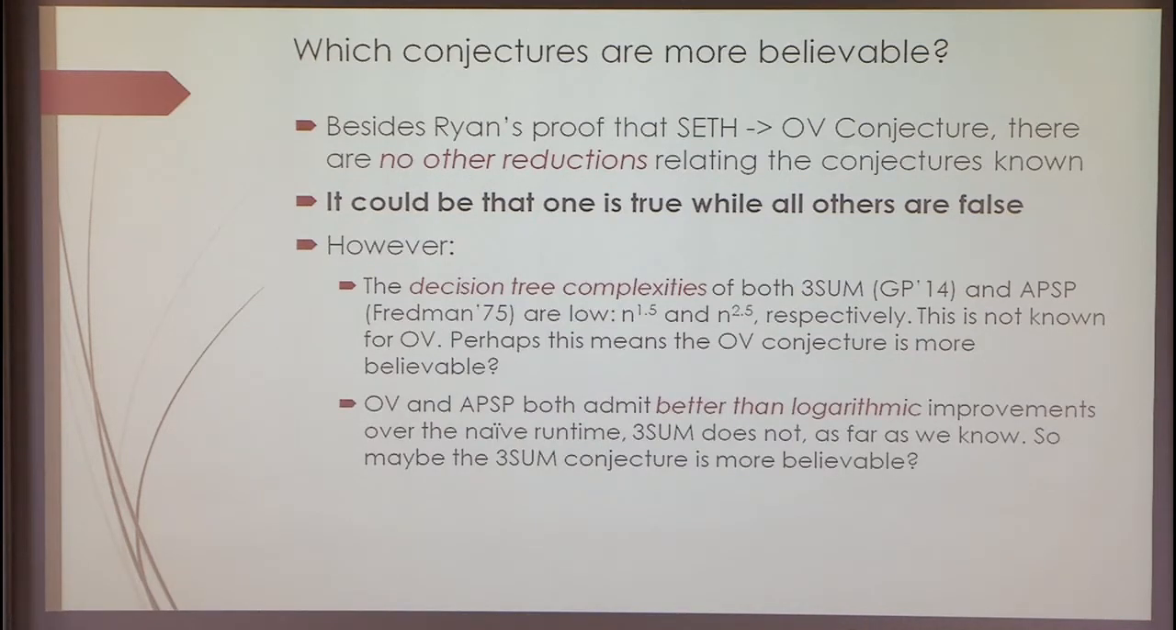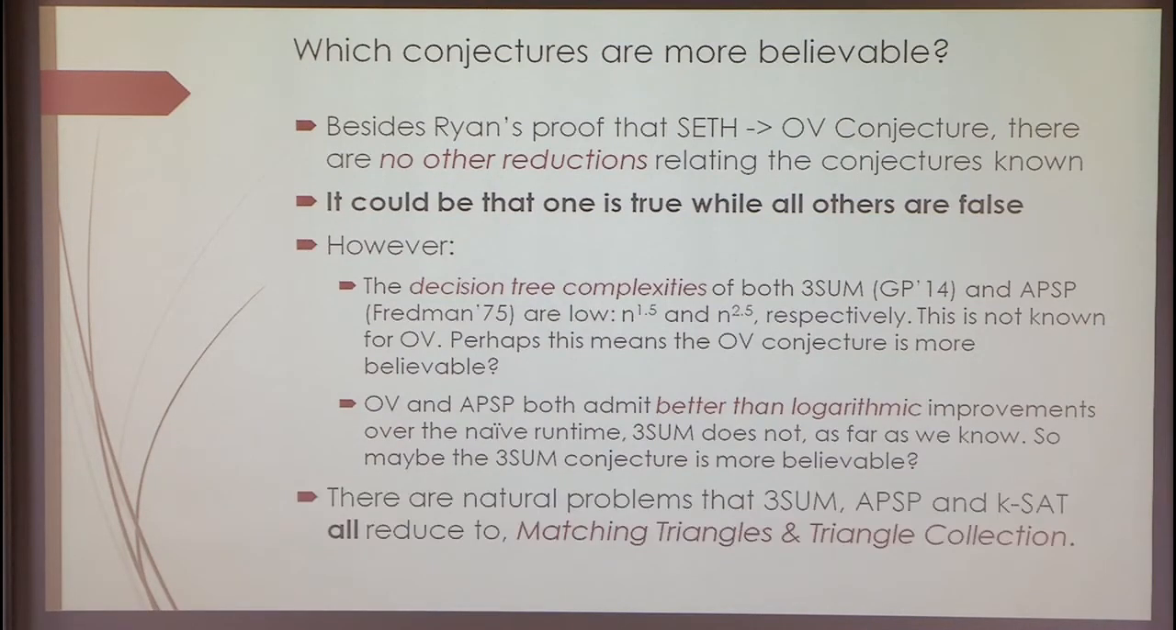Now, orthogonal vectors and all pair shortest paths admit these wonderful algorithms that beat all logarithmic speedups. But we don't know how to do this for 3-sum. So maybe 3-sum is harder than the other two. We don't know how to discuss this, but what we do know is that there are natural problems that 3-sum, all pair shortest paths, and CNF SAT all reduce to.